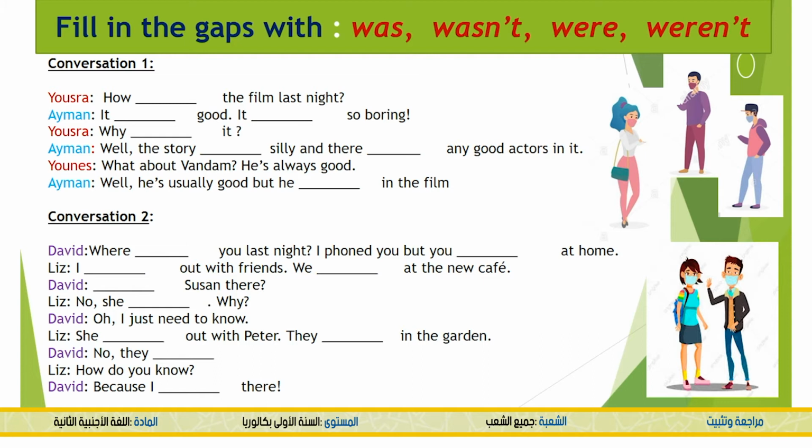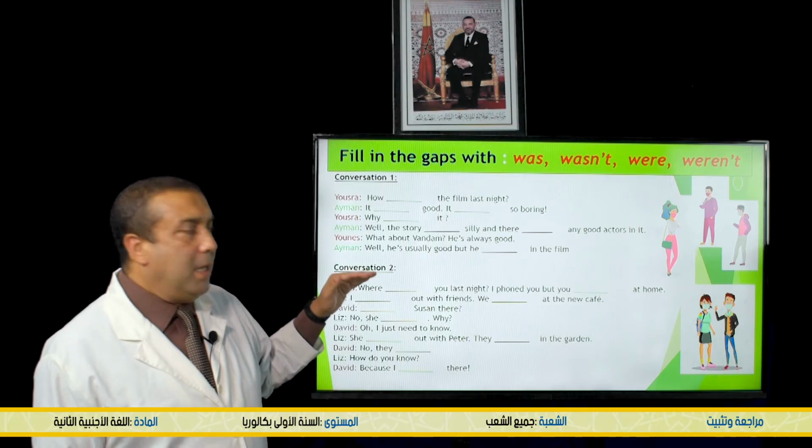Yusra, how the film last night? Ayman, it good. It so boring. Yusra, why it? Ayman, well, the story silly and there any good actors in it. Yunus, what about Van Damme? He's always good. Well, he's usually good, but he in the film.